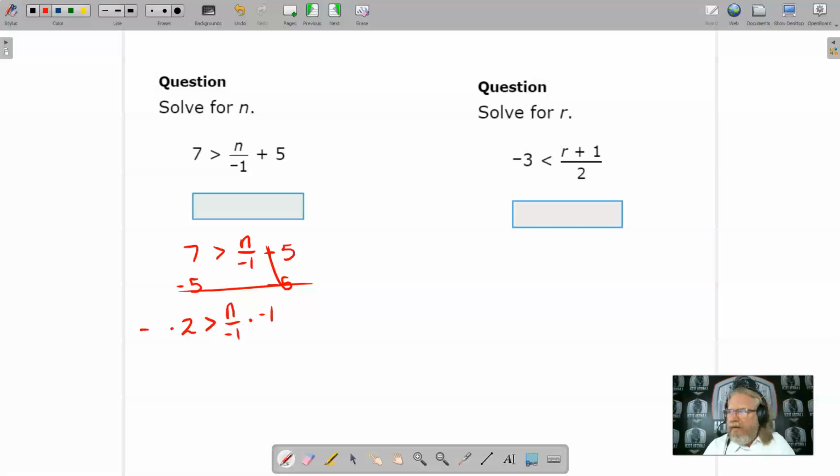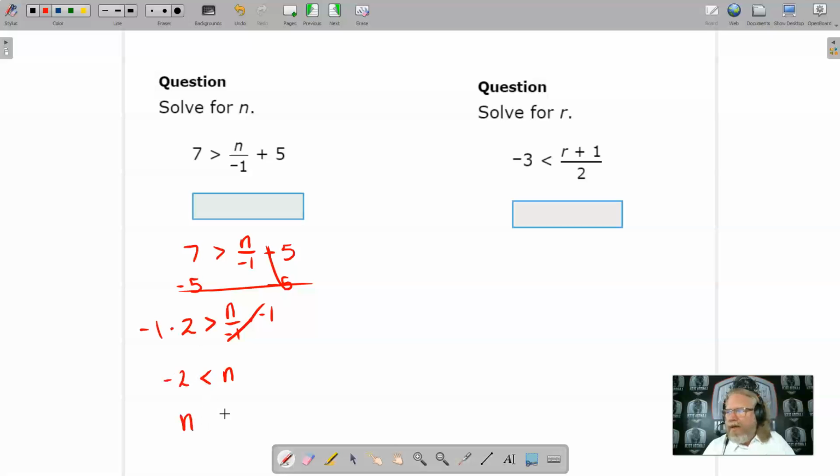We're multiplying because a fraction is division, and division and multiplication are opposite operations. So the negative 1's are canceling each other, but I'm multiplying by negative 1, so that sign needs to switch, right? That leaves me just the n. Now negative 1 times 2 is negative 2.